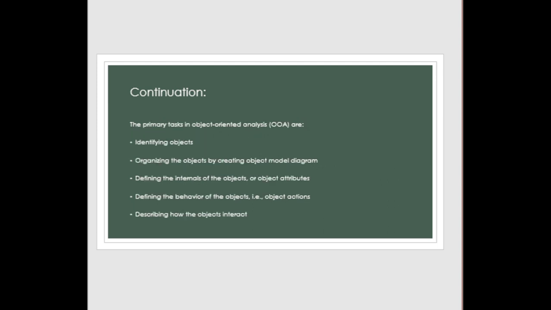The primary tasks in object-oriented analysis, OOA, are identifying objects, organizing the objects by creating an object model diagram, defining the internals of the objects, or object attributes, defining the behavior of the objects, i.e., object actions, and describing how the objects interact.